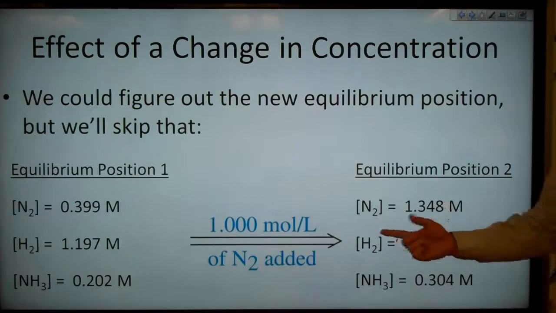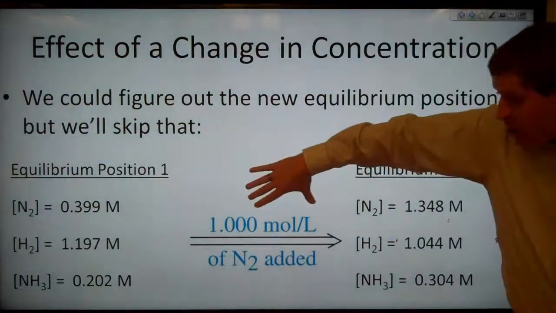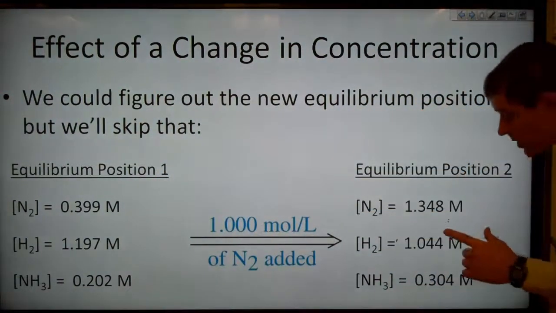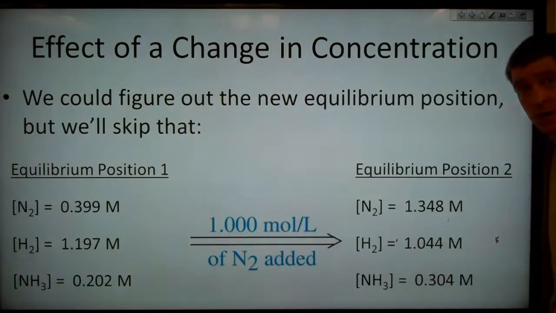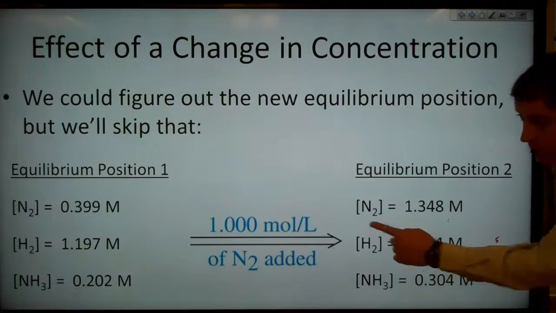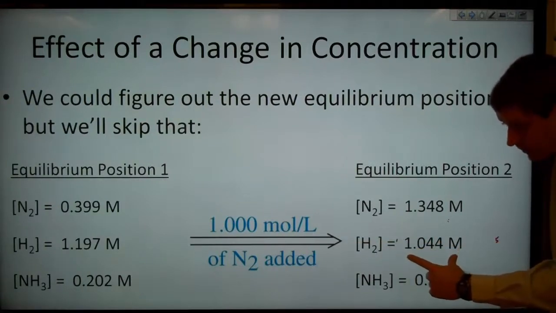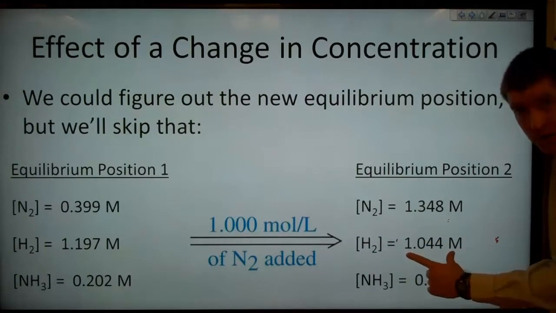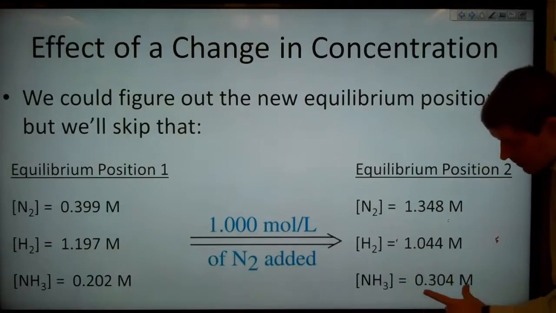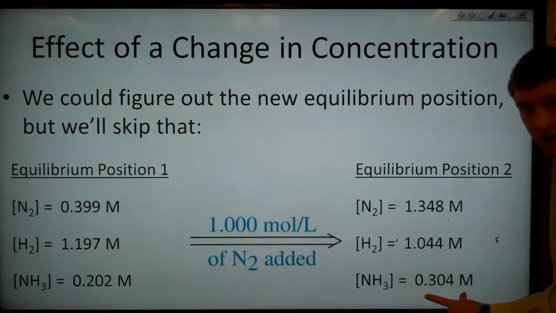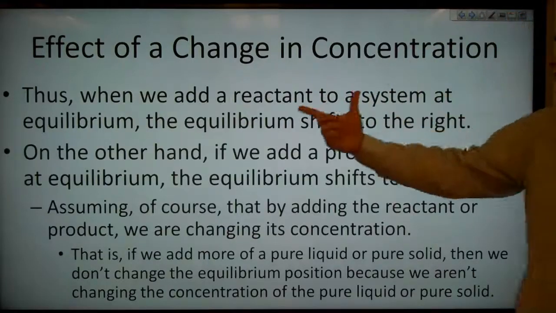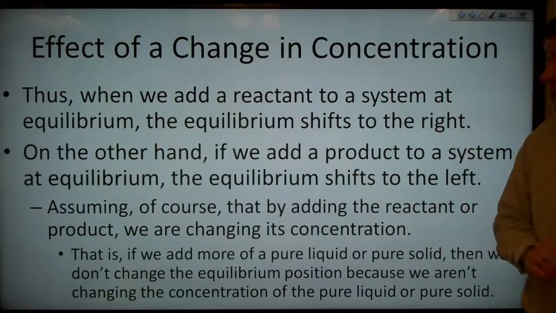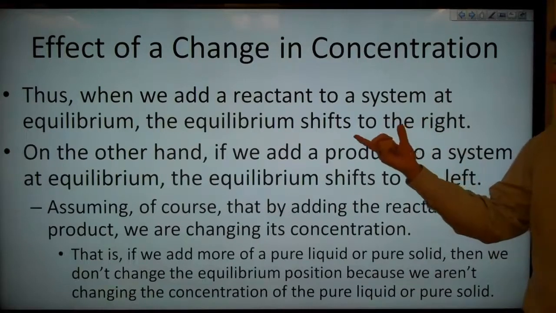So you can see that after we've added this 1 molar, the nitrogen concentration is higher, but it's not higher by the full 1 molar amount that we've added. You can also see that the hydrogen concentration is lower. Our other reactant concentration had to go down, and the ammonia concentration now is higher than we had before. So this means that when we add a reactant to a system at equilibrium, the equilibrium shifts to the right.